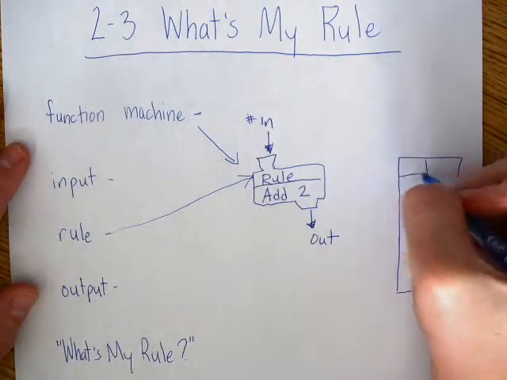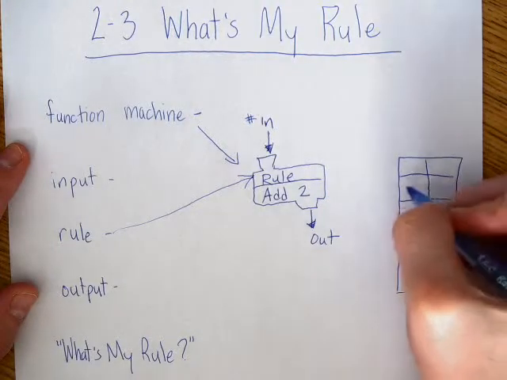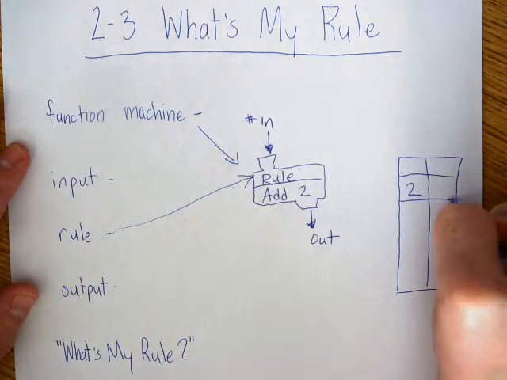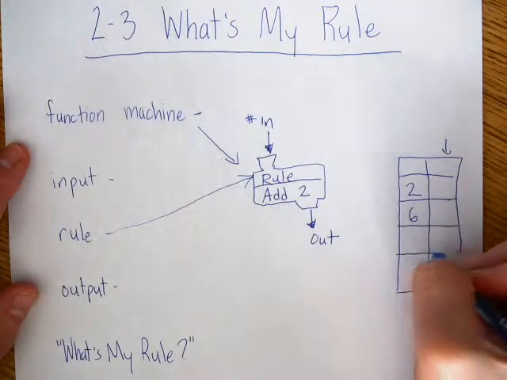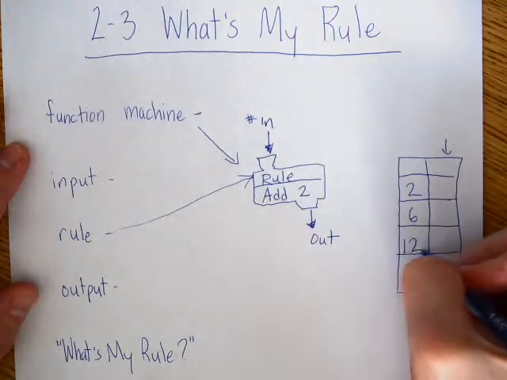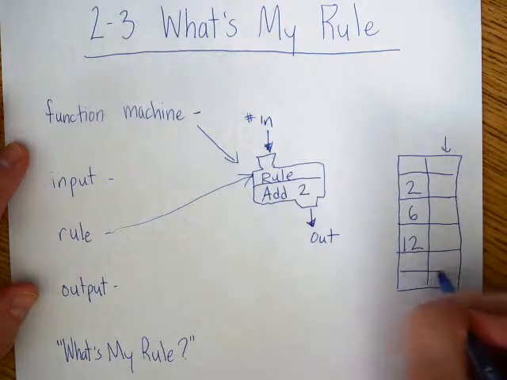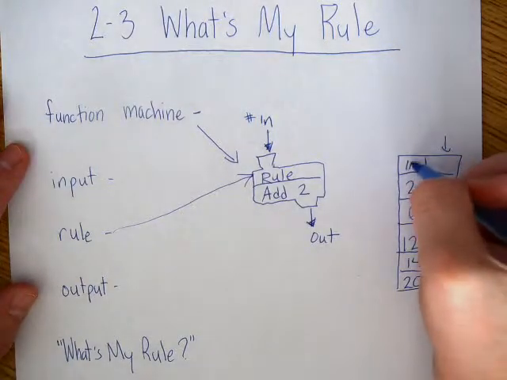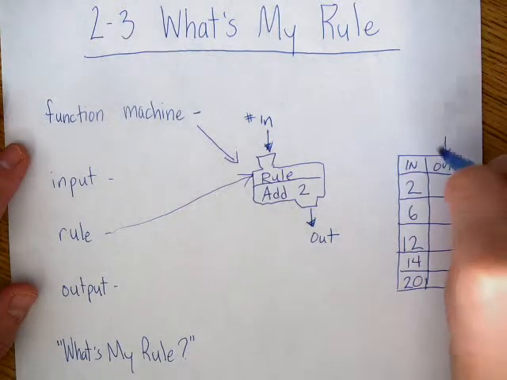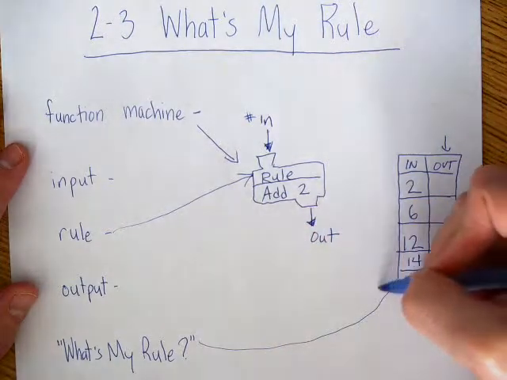So if we put, let's say, 2, then some number should come out here, and then we put, let's say, 6, and then we could put 12. These are just numbers that are in this column, 14 and 20. So we imagine this is the in, this is the out. And this is called a what's my rule table.